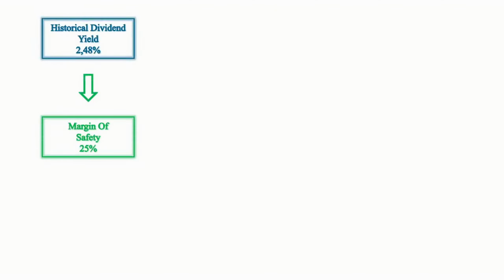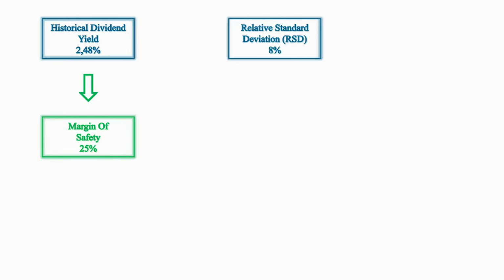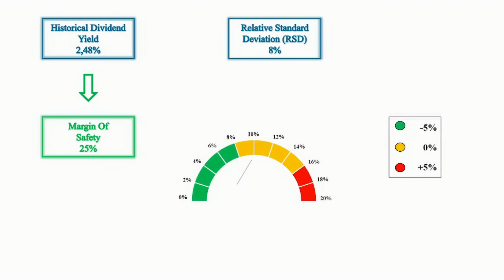This margin of safety will be adjusted upwards or downwards depending on the metrics of the company. My first criterion is the stability of the dividend measured with the relative standard deviation. From this value I get information about how much the dividend yield differs from the ideal. A high relative standard deviation will raise my risk to invest at a bad timing. As said earlier, the relative standard deviation for Blackrock is 8%. This value is just inside the green section of my weighting scale. Therefore, I'll subtract 5% from the margin of safety.